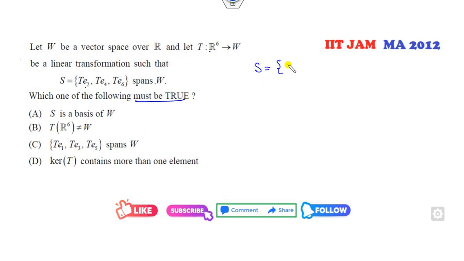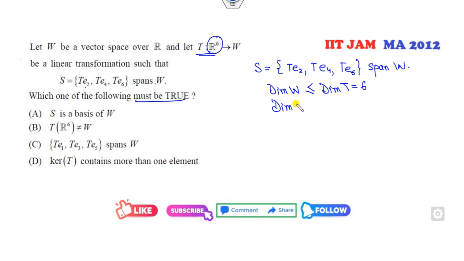S, T of E2, E4, E6, that is the span of W, fine, and this one. Okay, so what is the meaning? This is a span of W. So what I can say is the dimension of W must be less than the dimension of T. The dimension of T is 6.